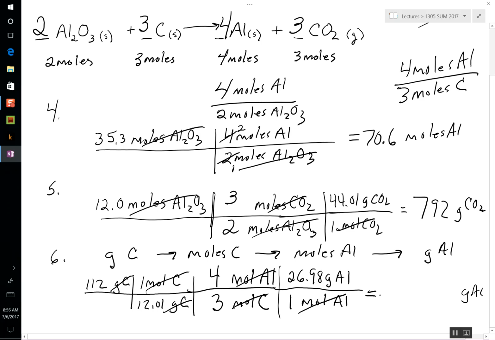All right, you see what I've gotten to? I've walked my way over to here. Grams of aluminum. And so then pick up your calculator. Everybody do these calculations so that you see that you are getting the same number we're getting.